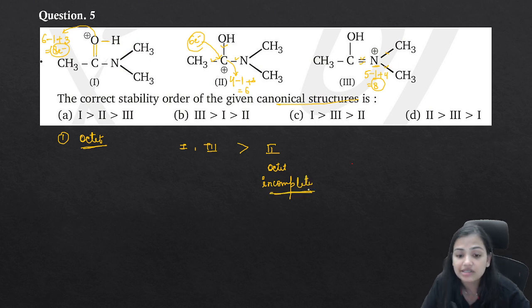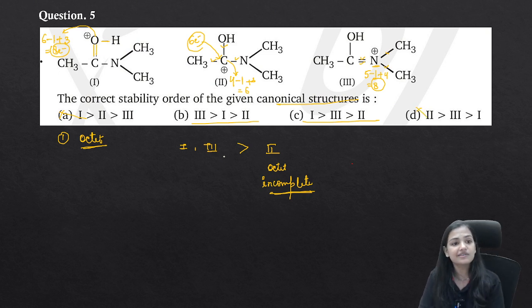Okay. So my answer could be either B or C. A can never be the answer, D can never be the answer. Let's compare between the first and third.